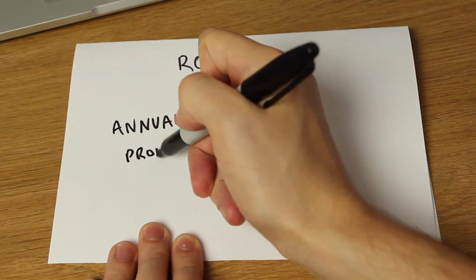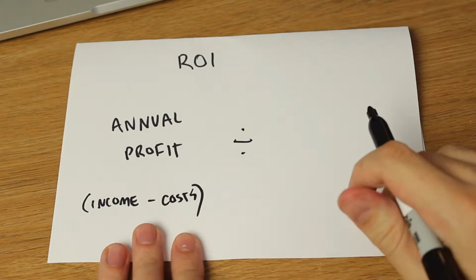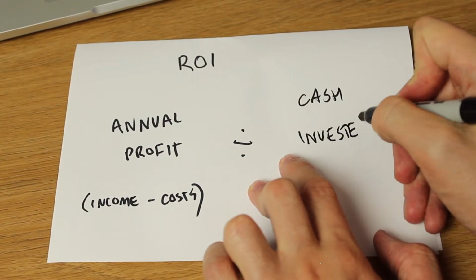To save you going through the whole video, I'll give you the calculation up front at the start of the video, and then if you want to stick around afterwards, we can look into some of the more details around costs and what to include. Return on investment is the annual profit, so that's your income minus your costs, divided by the initial money that you put into the asset.